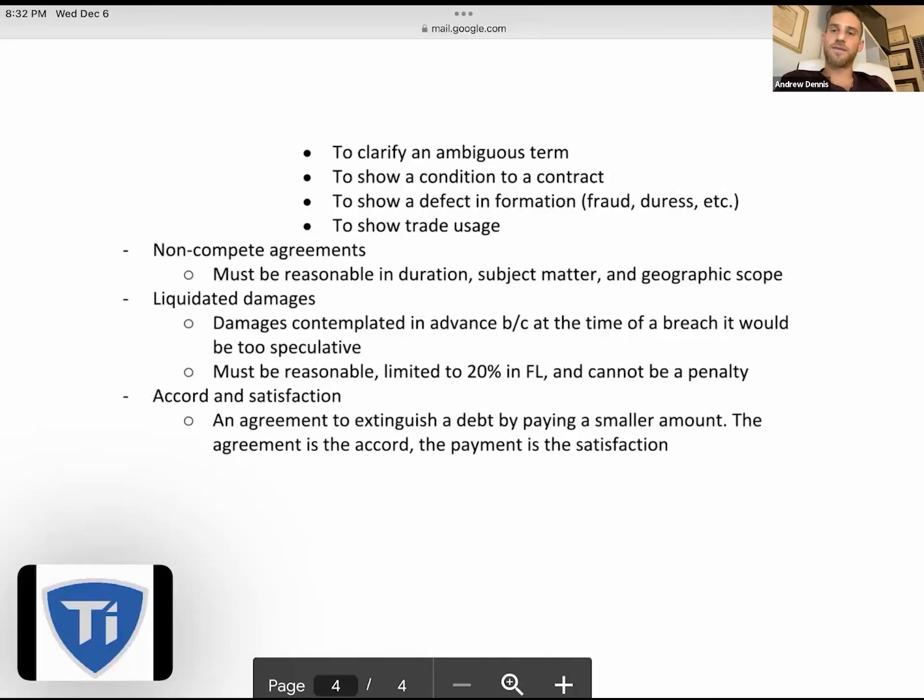And then finally, accord and satisfaction. Accord and satisfaction is when you have a previous debt, and now you know what happens all the time. Johnny can't pay back Tommy, so Tommy's like, hey, Johnny, just pay me back half of that. That's going to be the accord and satisfaction. The accord is the agreement to pay back half of it. The satisfaction will be the payment of that amount. An accord and satisfaction will extinguish a prior debt. It has to be a written accord and then an actual satisfaction of the debt will extinguish the prior debt.